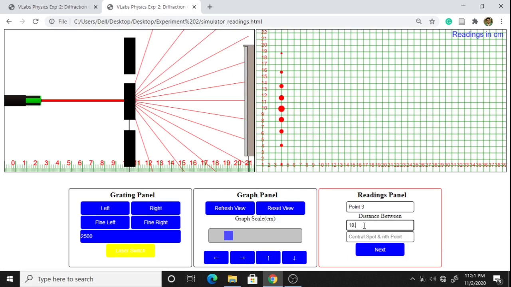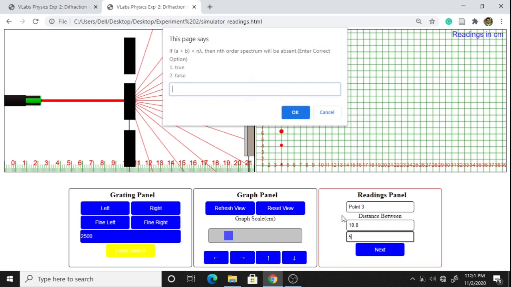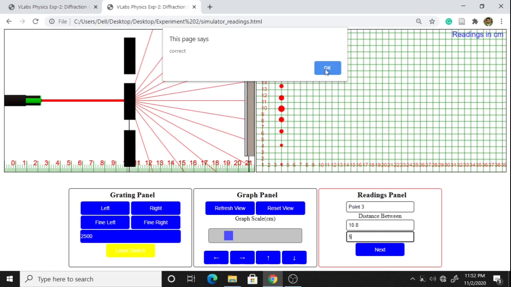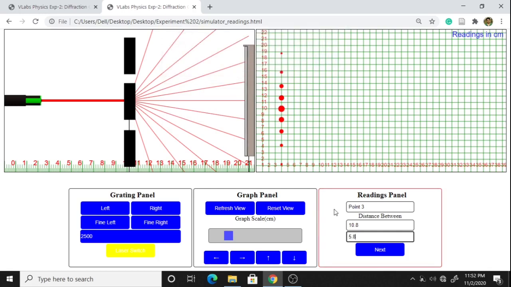Still the distance between grating and screen is unmoved, and we are supposed to enter the third order spot, that is from the central spot to this, so that distance is roughly. So if a plus b is less than n lambda, then the nth order spectrum will be absent. Whether it is true or false, it is true. Okay. So we enter these values.